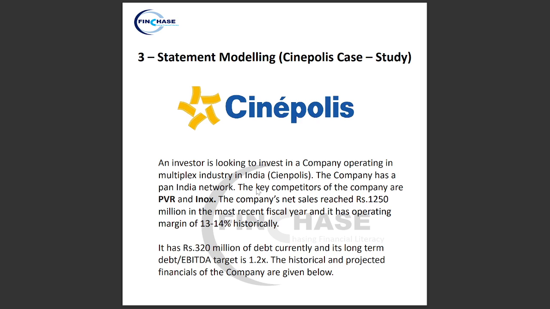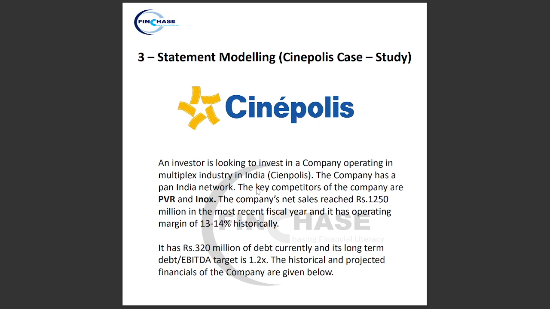So anytime in the between of the financial model we need any data from the competitor, so we directly open the annual reports, quarterly reports, or any type of a report of the PVR and Inox, and we have to take the data only of the PVR and Inox only.